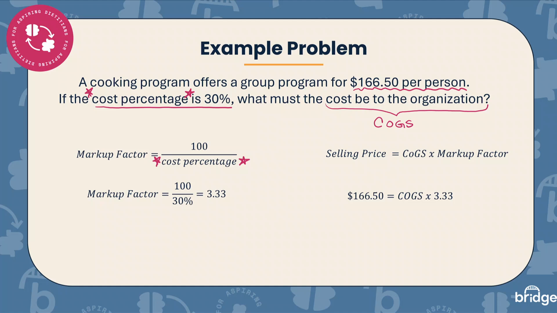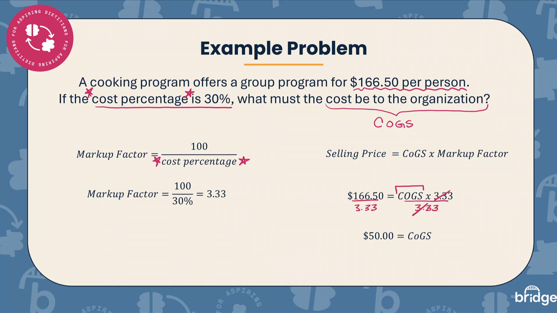So to solve for cost of goods sold, we need to undo multiplication, or divide both sides by 3.33. And when we do that, we come out with a cost of goods sold about $50, meaning $50 is the total cost to deliver the program before any markup or profit is added to it. That is the cost to the organization.